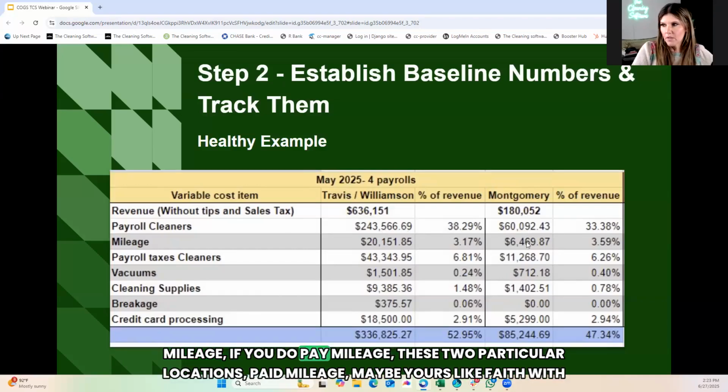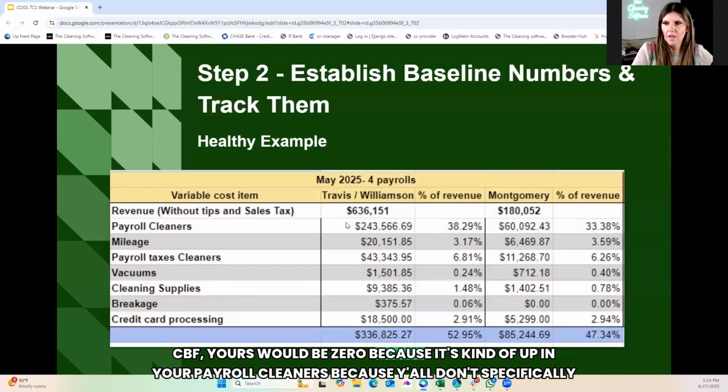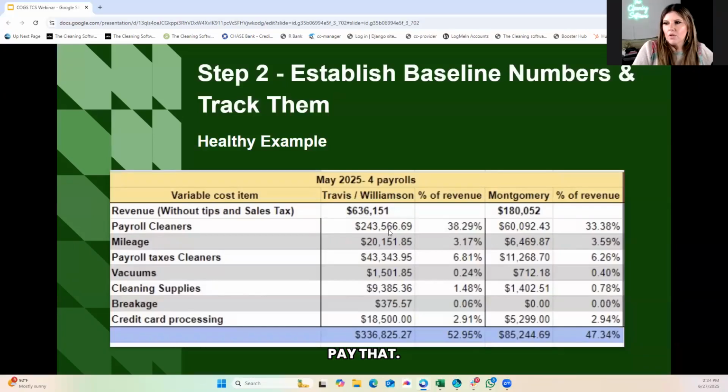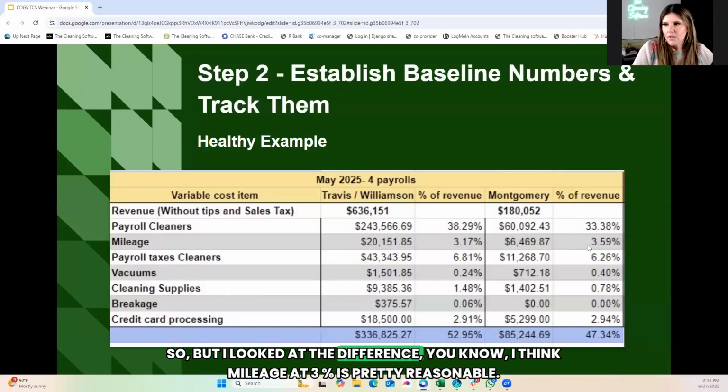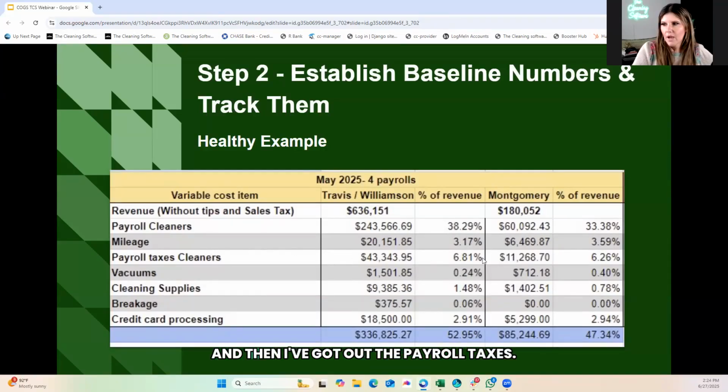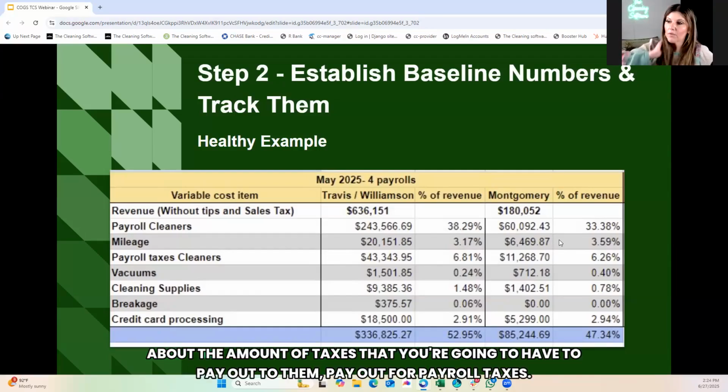Mileage, if you do pay mileage, these two particular locations paid mileage. Maybe yours, like Faith with CBF, yours would be zero because it's kind of up in your payroll cleaners because y'all don't specifically pay that. But I looked at the difference. I think mileage at 3% is pretty reasonable, so it feels good for me. And then I got out the payroll taxes. You're not going to get away from payroll taxes, and that is about right, about the amount you're going to have to pay out for payroll taxes.